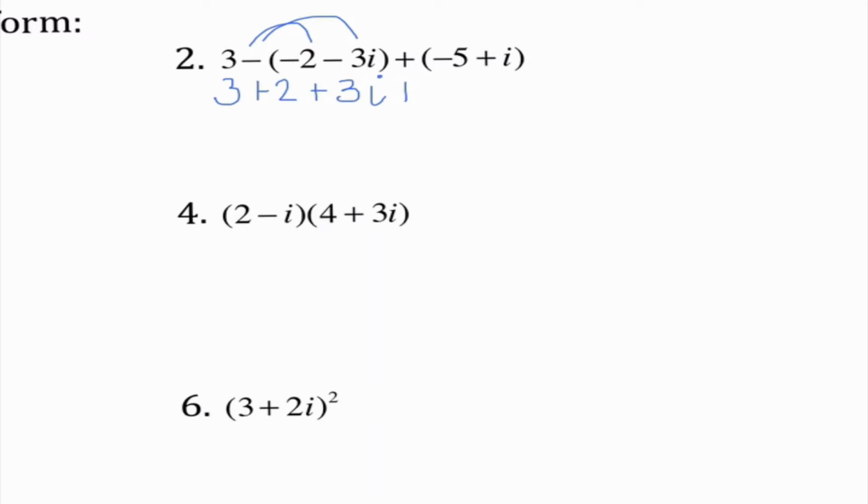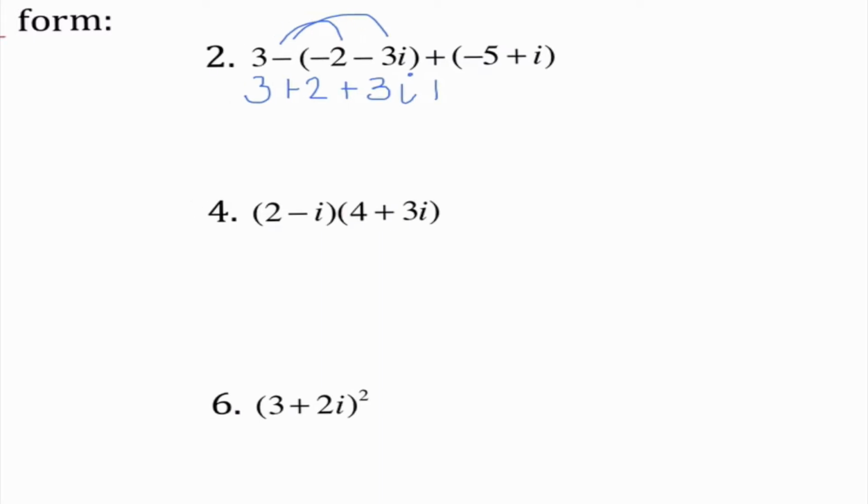3i plus negative 5 plus i. So if I'm adding all my like terms together, I notice 3, 2, and negative 5 are all constants, and when I combine those, they all cancel out and I end up with 0. Now 3i and i are also like terms, and when I add those together, I get 4i as my answer.